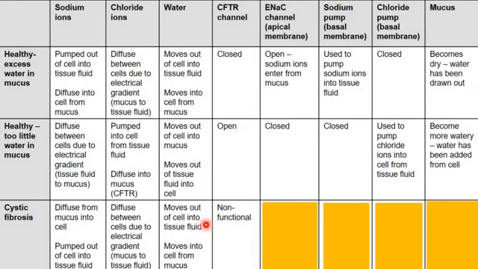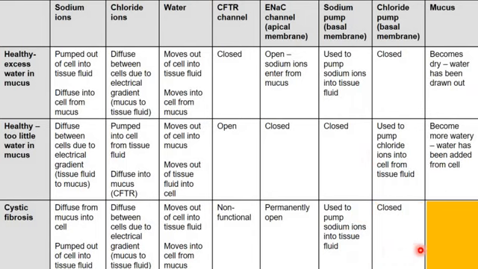Our CFTR channel is broken. Our ENaC channel is permanently open. The sodium pump is working, just as in a healthy person with excess water, to pump sodium ions into the tissue fluid. The chloride pump is closed, but the issue is, this is a response only when we have too much water. In cystic fibrosis, regardless of water levels, we're continually drawing that water out of the mucus layer into the cell and into the tissue fluid. So instead of resuming the normal water balance of the mucus, what happens is that the mucus becomes very dry and very viscous, or gluey and thick.